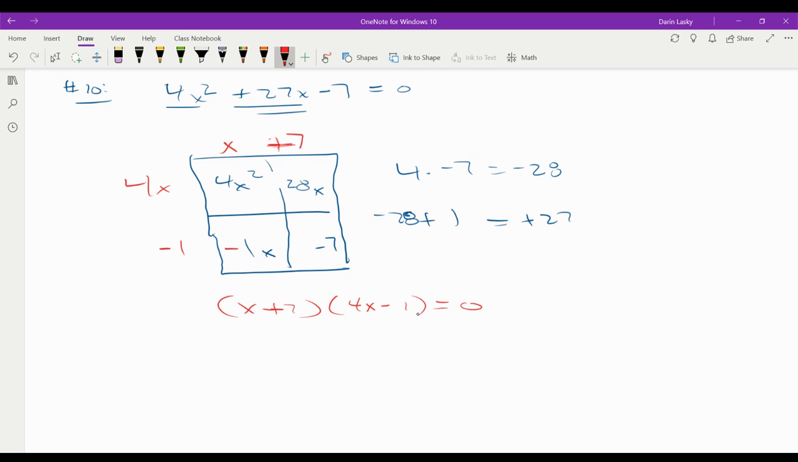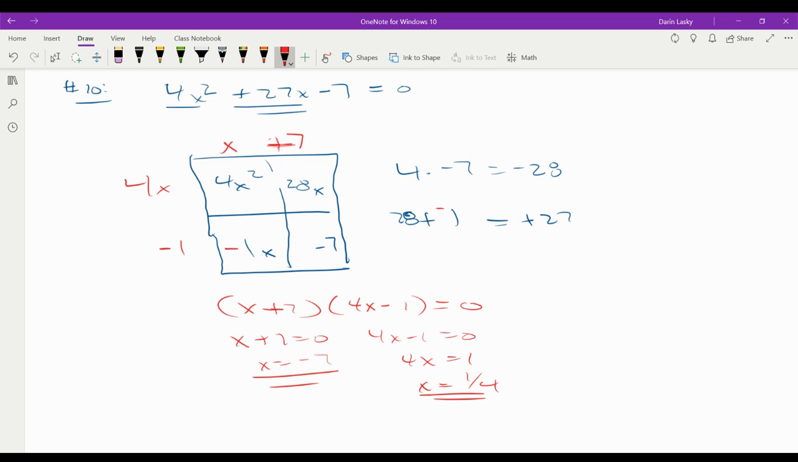So then we end up with these pieces. Sorry about that, guys. So this should be a positive, and this should be a negative. Negative 28 plus 1... I mean 28 plus negative 1 equals 27. So make sure you fix those signs. That changes things. So then we get x plus 7 equals 0, so x equals negative 7. And 4x minus 1 equals 0, so 4x equals 1 and x equals 1/4. Okay, so my answers are negative 7 and 1/4.